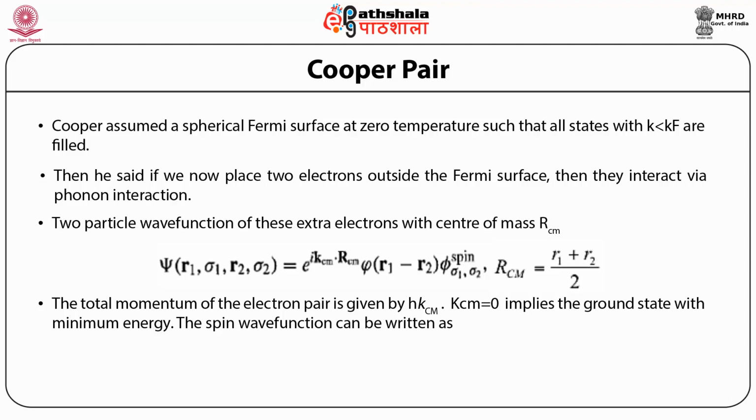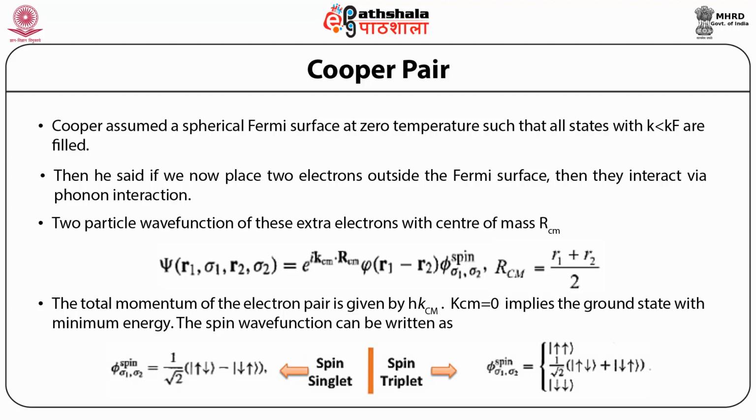So this implies that the ground state has minimum energy, and the spin wave function can be written as singlet and triplet. In this case the spin singlet is written as 1 divided by square root of 2, multiplied by the state where the first electron is up spin and the second is down, minus the state where the first electron is down and the second electron is up. And in the case of the spin triplet state, we have 3 possibilities.